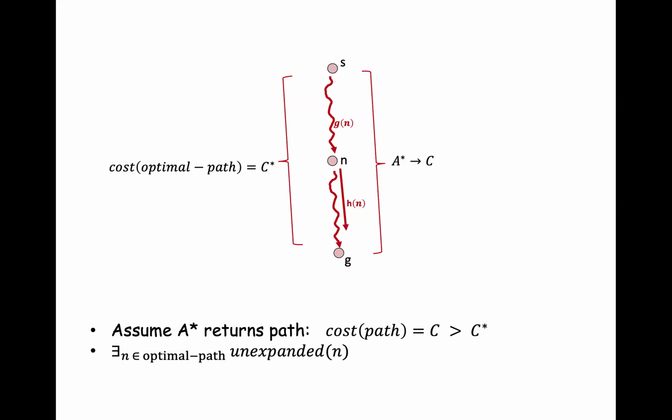There exists a node N that is on the optimal path that has been unexpanded. And the reason why we say it's unexpanded is that if the optimal cost path C star is less than what's returned by the action of A star, this greedy best first search variant, it means that this N on the optimal path was not expanded. Okay. Does that make sense? Any questions? No, I'm going to take that as a no. I'm watching the chat. All right.